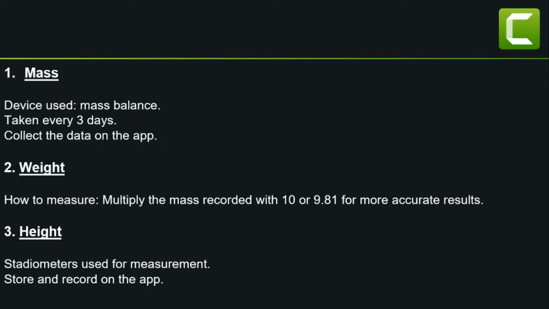So mass, the device used to measure mass can be a mass balance, taken every 3 days, and it can be collected on a data app and stored in it. Weight, how to measure it? Multiply the mass that you recorded with 10, or 9.81 for more accurate results. Moving on, height. Stadiometers are used for measurement of the height, which you can store and record on the app.